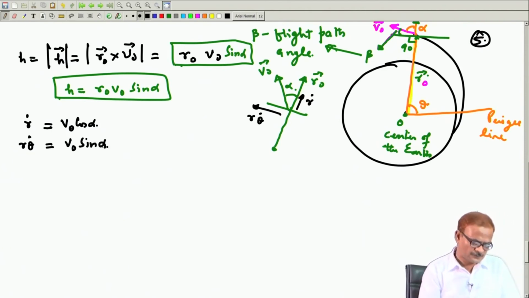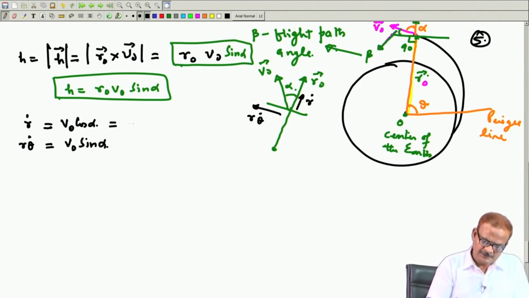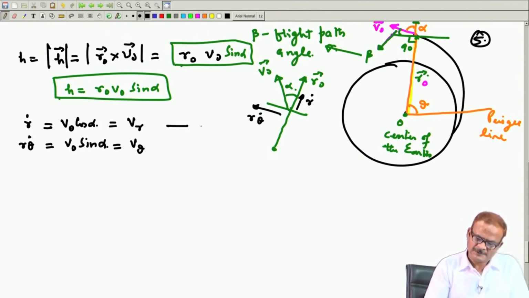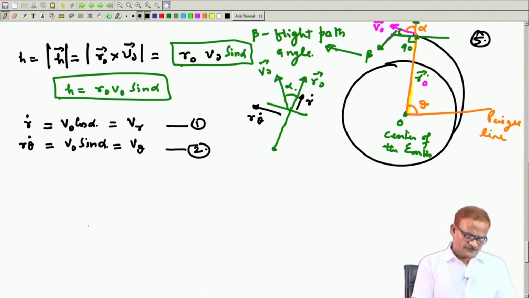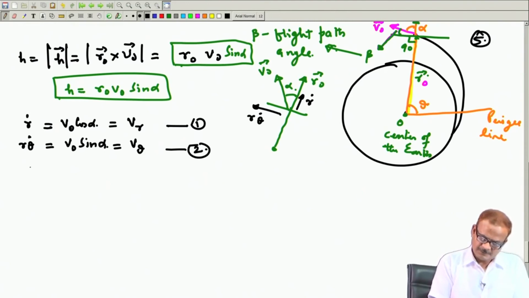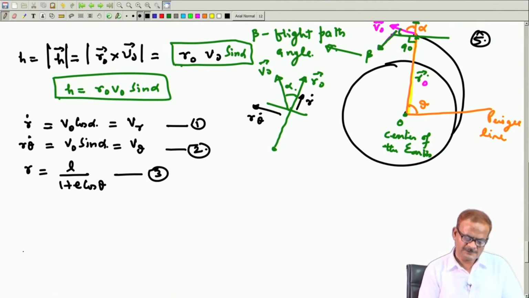V 0 sin alpha. So, these are the two components. This is the radial component and this is the v theta component, and we will number them as 1 and 2. Then we also use the equation r equal to L by 1 plus e cos theta, because this is the conic section equation. So, we will use this.